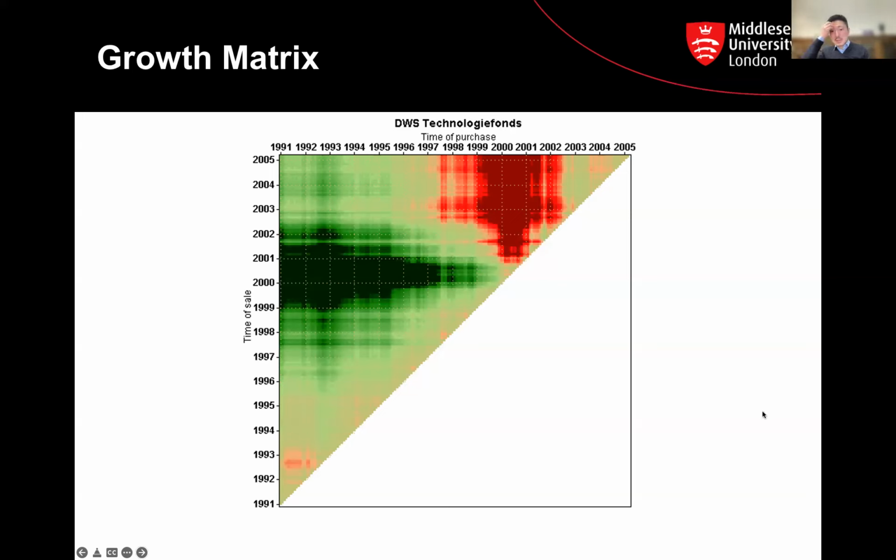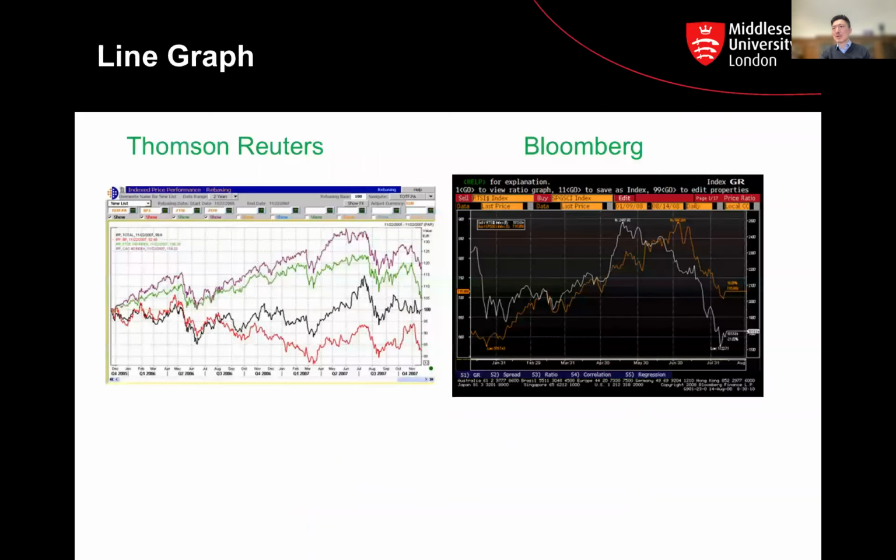Okay, so this is a particular way, just to show you, if you want to understand when it will be a good time to invest, this may be a better visualization compared to this one.